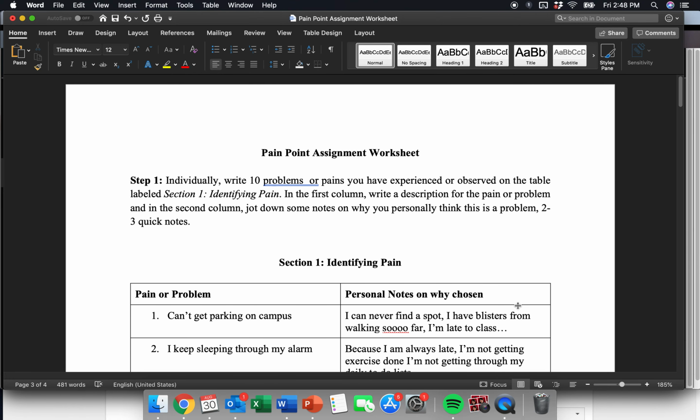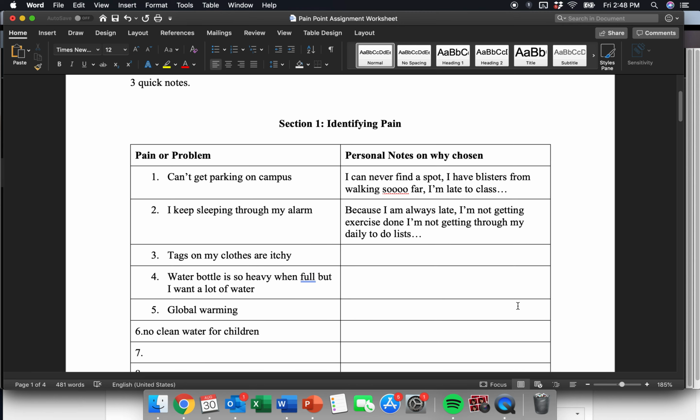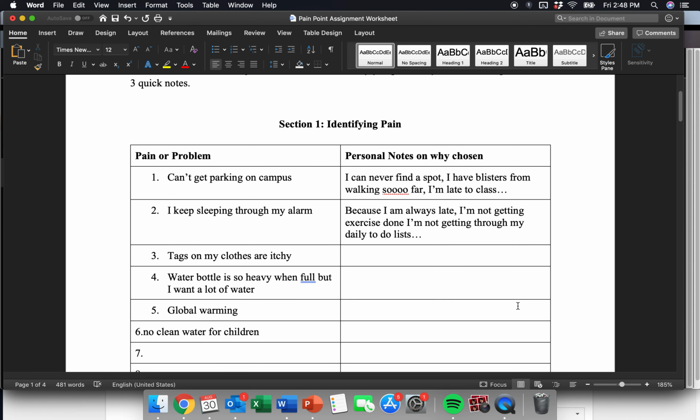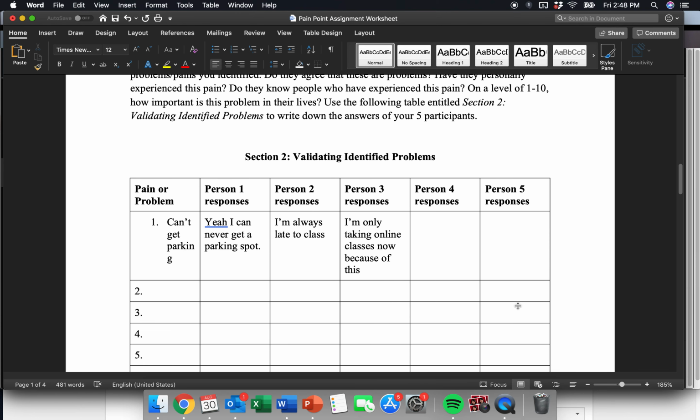So essentially, you're thinking about what are some things that are annoying or painful or problems that I've encountered at school, in my personal life, at work, in society, the world, whatever. Then you ask people, what do you think about these problems? Are they problems to you? Have you experienced this? How bad is it? On a scale of 1 to 10, how important is it in your life? This is a 10 out of 10. This is only a 3 out of 10 because it's not that big of a deal. It's a 5 out of 10.